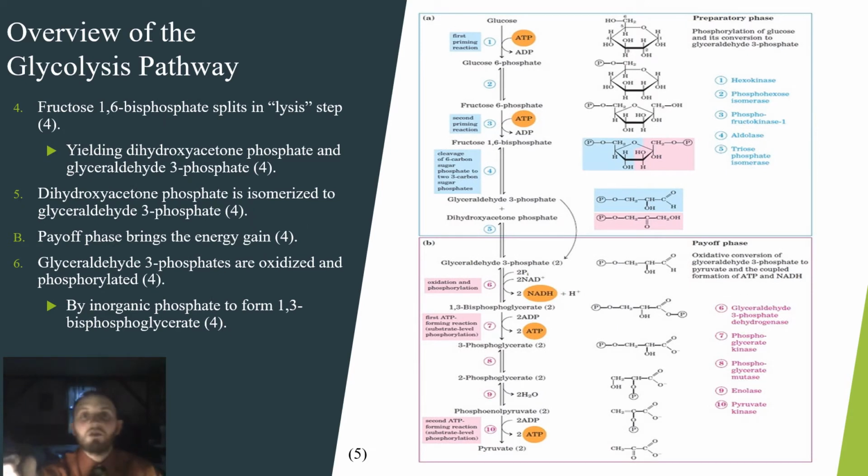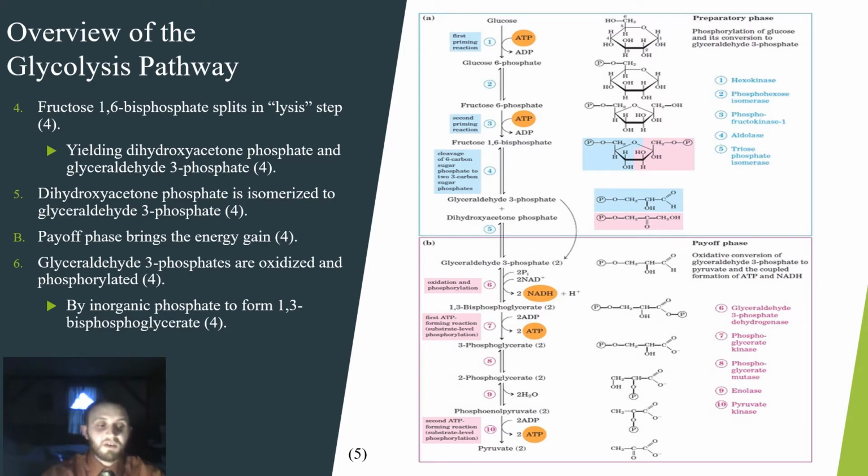I will discuss more about the fourth step. Okay, so fructose 1,6-bisphosphate is split by the aldolase enzyme into the two molecules which you see here, glyceraldehyde 3-phosphate and dihydroxyacetone phosphate. And these are the three-carbon molecules needed for the payoff phase, which we'll talk more about later. This is known as the lysis step, the splitting, the cleaving step that gives the pathway its name.